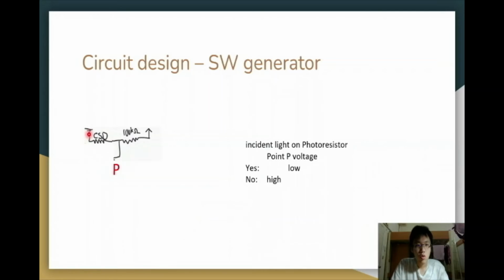And we will put a photoresistor under the fan. When this resistor is covered by the fan, there is no incident light on it, so it will output a low voltage signal, and otherwise it will output a high voltage signal.